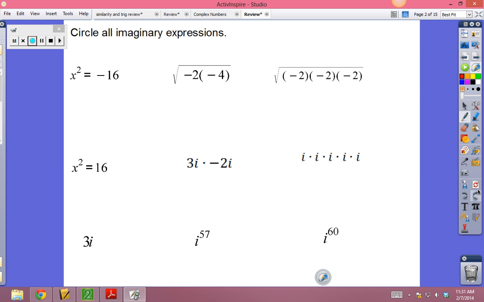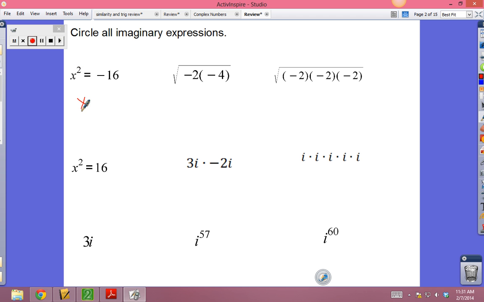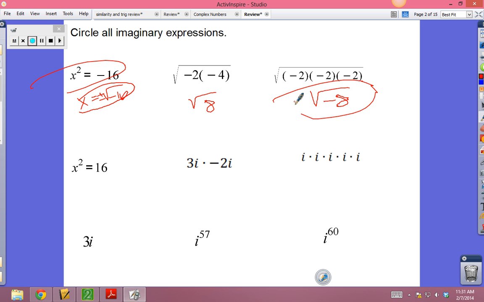Okay, which one of these are going to be imaginary? This is the same as x is the square root of -16. That is imaginary. Anytime you've got a negative under a square root, that's imaginary. You cannot times an even amount and end up with a negative number. So this one, -2 times -4, that's the square root of a +8. You're safe. This is the square root of a -8. That's imaginary.